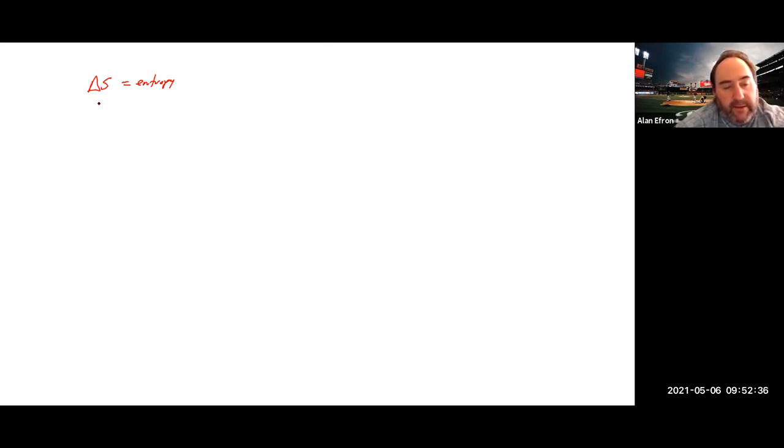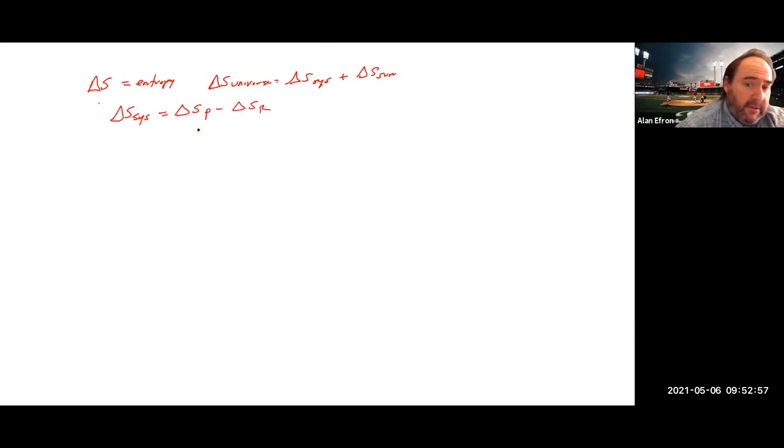We talked about three types of entropy values: the delta S of the universe, which is our delta S of our system, our reaction, plus the delta S of the surroundings. We talked about how you could calculate each of those. For the system, it's basically our products minus our reactants. Basically go to a table, look up the values, multiply by the coefficients of the balanced equation, and that'll get you delta S.